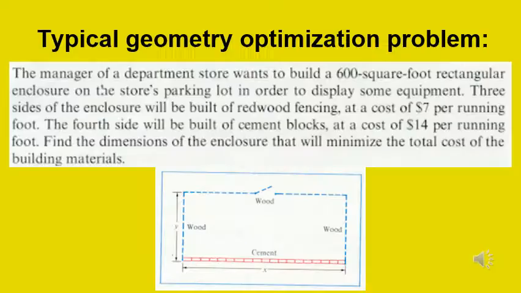Here's the other problem that I had earlier, where it says the manager of a department store wants to build a 600 square foot rectangular enclosure on the store's parking lot in order to display some equipment. 3 sides of the enclosure will be built from redwood fencing at a cost of $7 per running foot, and the 4th side will be built of cement blocks at a cost of $14 per running foot. Find the dimensions of the enclosure that will minimize the cost of materials.